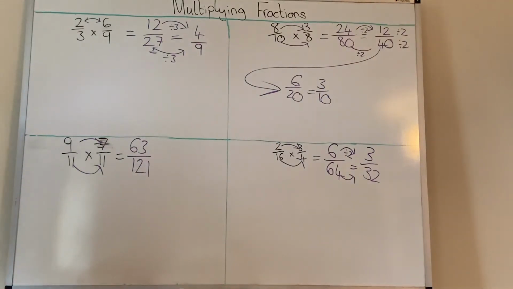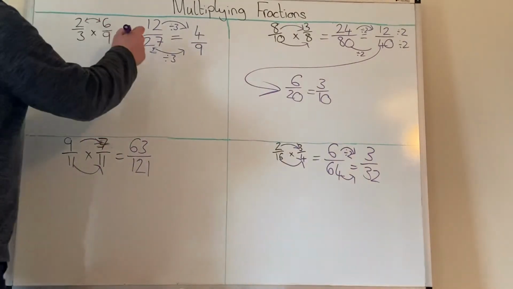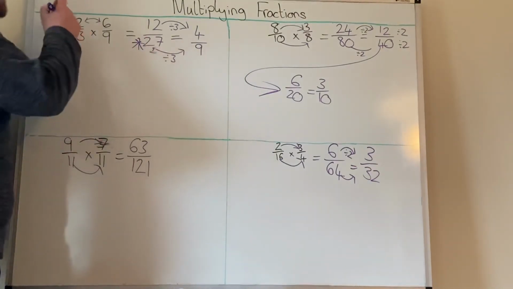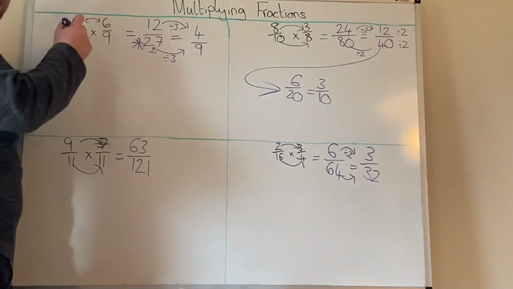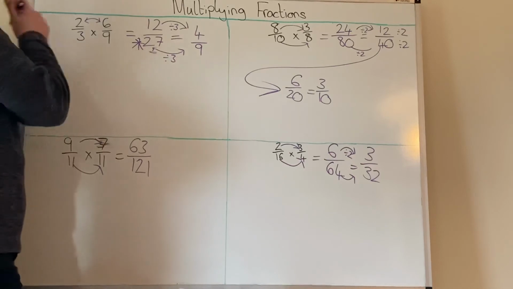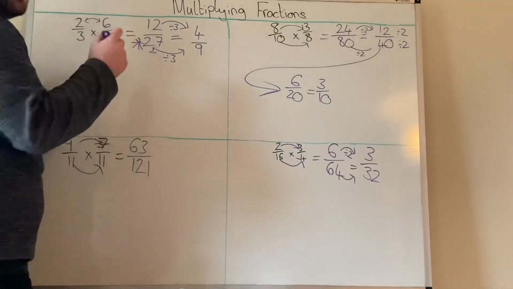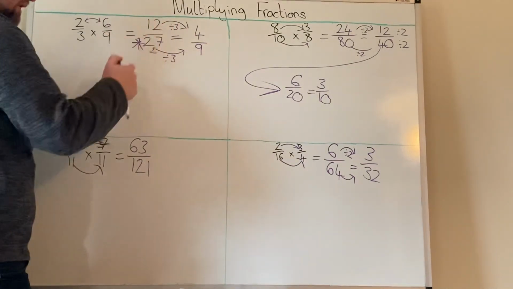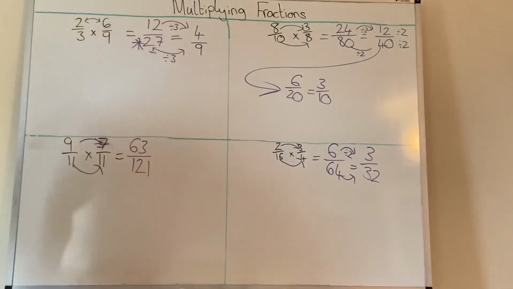So the main bit, as I said, is that you need to be able to get to this point here. You need to be able to multiply your numerators and then multiply your denominators, okay? From that fraction then, you hopefully will start to be able to simplify these answers as well, okay?